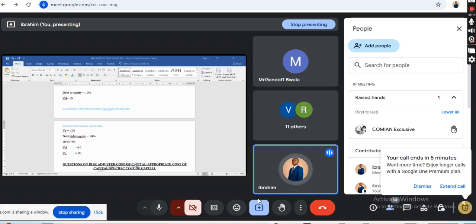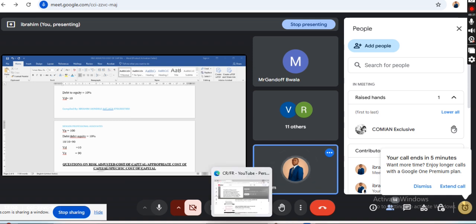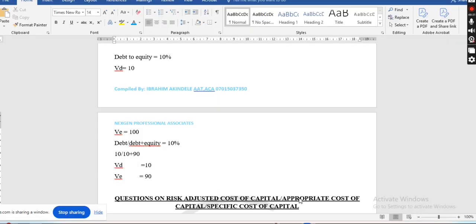Now, the value of debt is equal to 10, right? Your debt is 10 plus your equity. Please take note of this case scenario. Now, let me give you another worst case scenario in some question. Let me give you another case again.